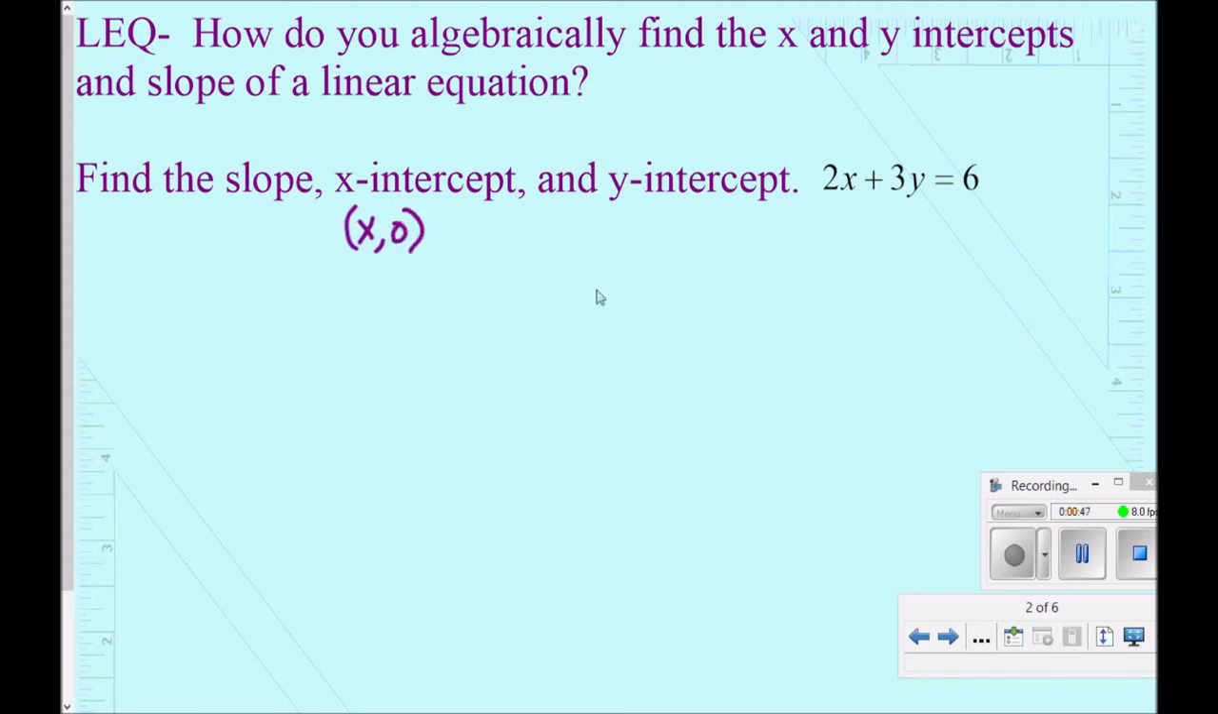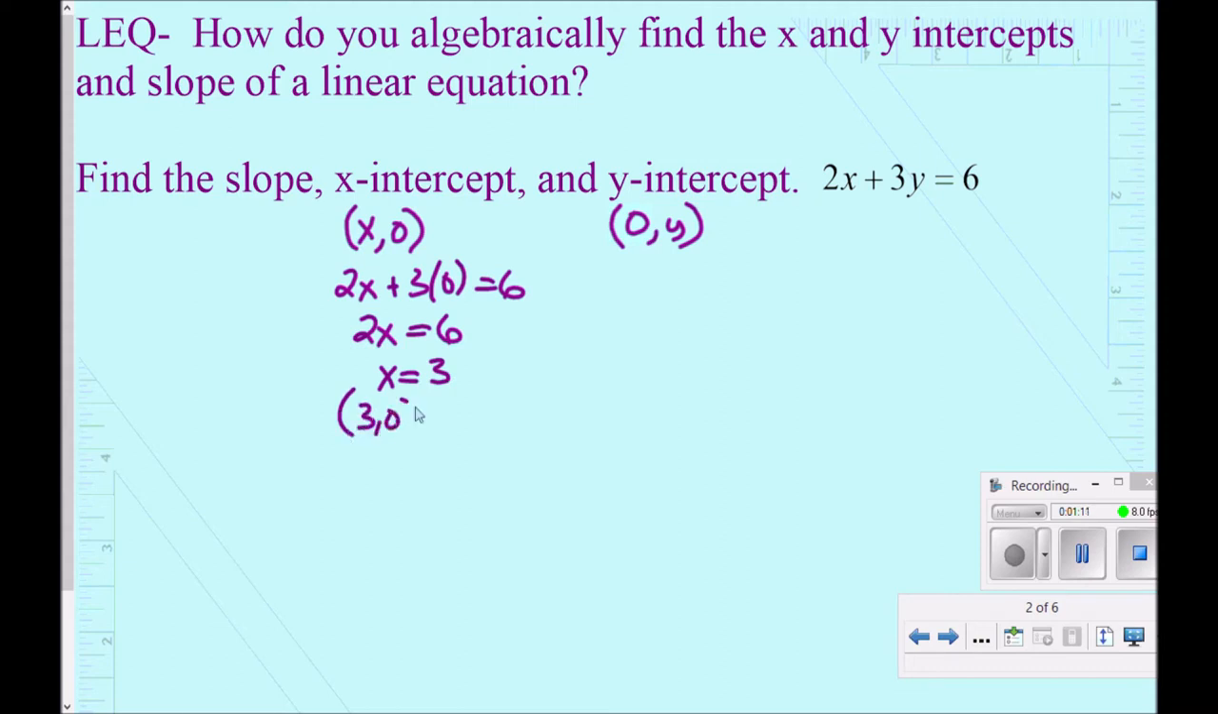Y-intercepts are where the graph crosses the y-axis, and they always have 0 for x and then whatever the y value is. So if I remember that, I can substitute 0 in for y and solve for x when I'm looking for the x-intercept. So if I do that, 2x plus 3 times 0 equals 6 means 2x equals 6, meaning x equals 3. So as a coordinate point, (3, 0).